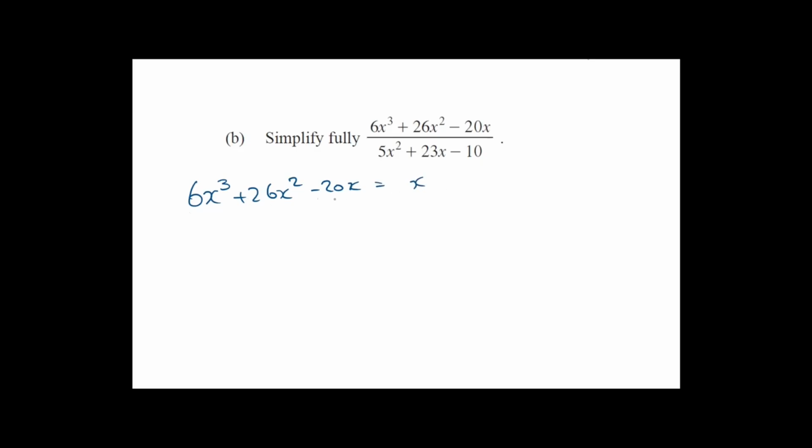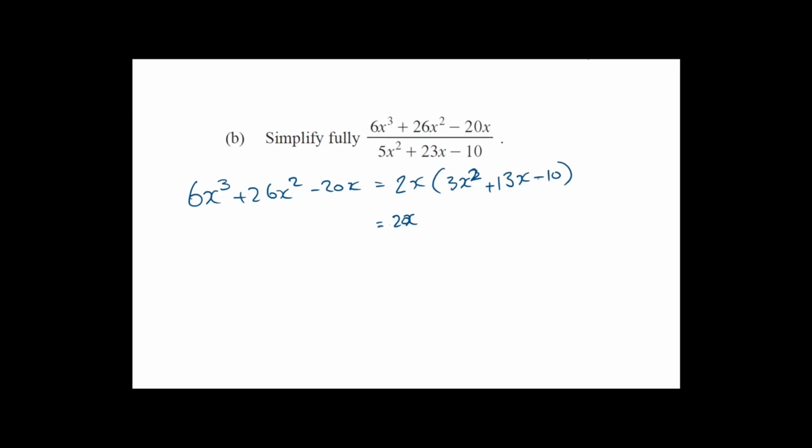They're all even numbers, but I don't think they have anything in common other than the 2 by the looks of it. So what have we got? We've got 3x squared plus 13x minus 10. Okay, so when we factorize that, what are we going to get?